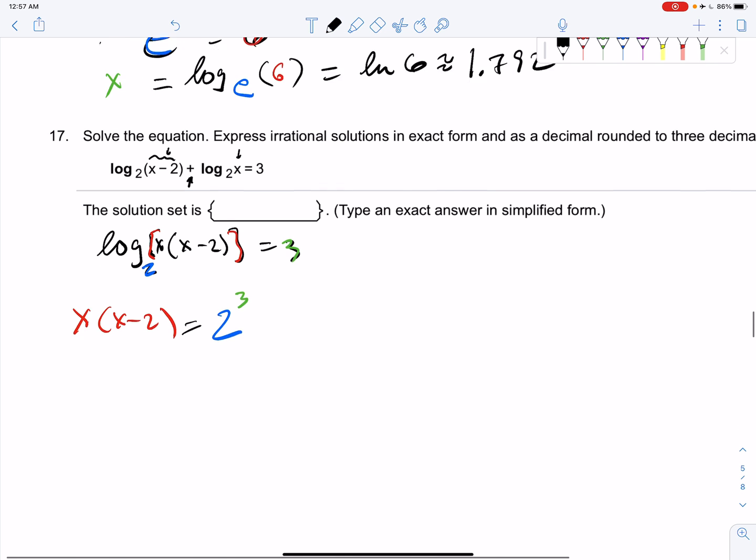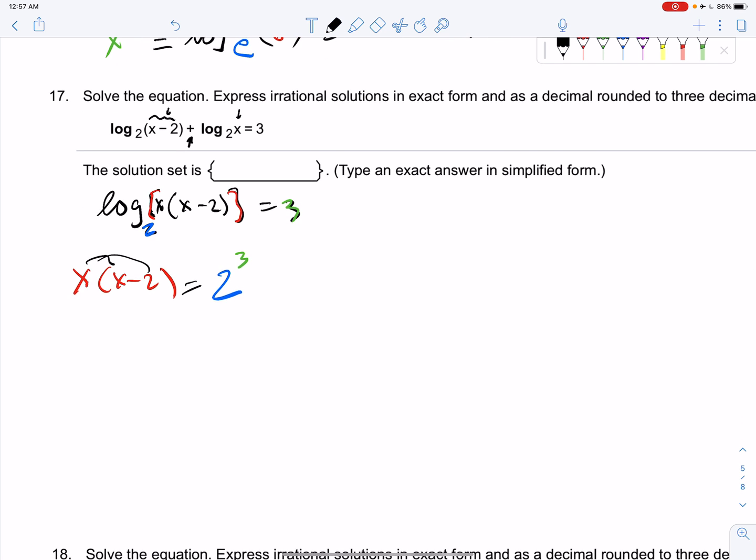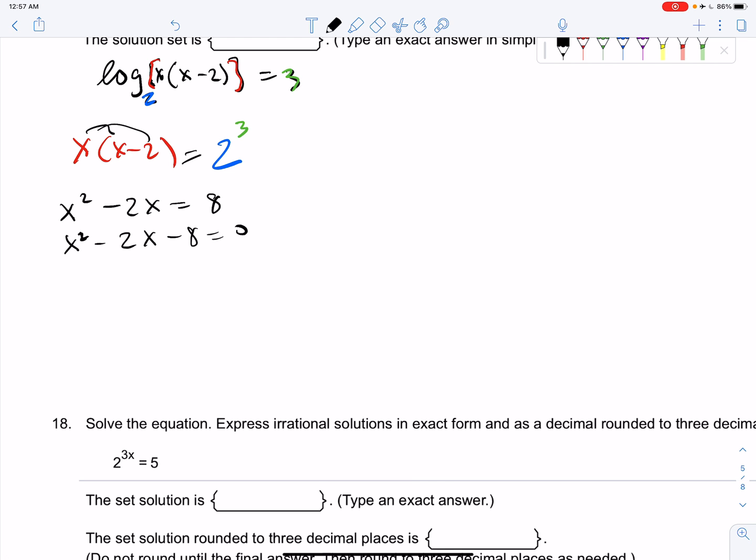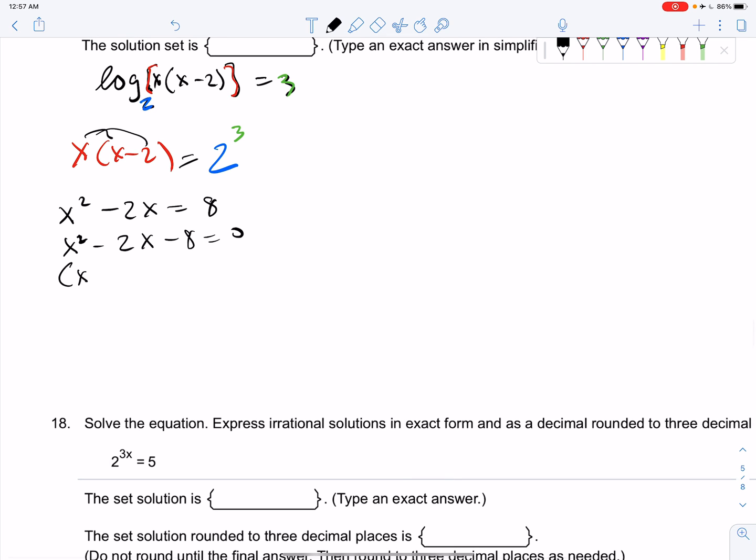So we go ahead and distribute that x. We get x squared minus 2x equals 2 to the third, which is 8. So x squared minus 2x minus 8 equals 0. Now we have to remember how to factor. What multiplies to negative 8 and adds to negative 2? That's x minus 4 times x plus 2. Now set each factor equal to 0. That gives us x equals 4. Set the second factor equal to 0: x equals negative 2.